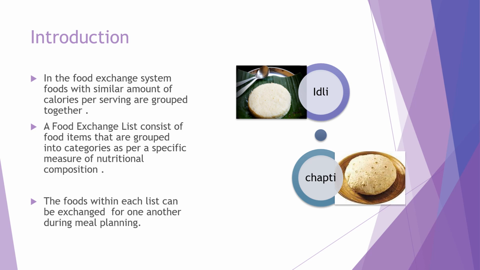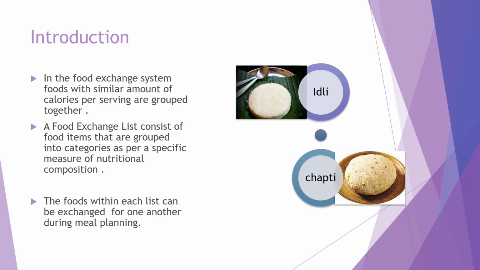When you plan the meal, various foods in the exchange list can be exchanged in order to get the same nutrient composition. So for example, if we are exchanging idlis and chapatis, one idli can be exchanged for one chapati.